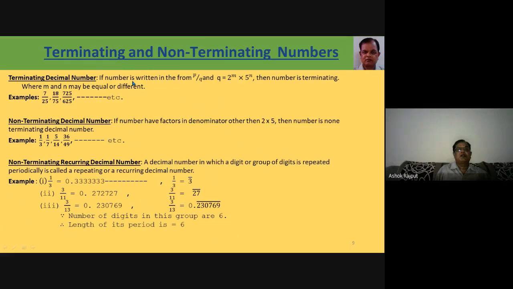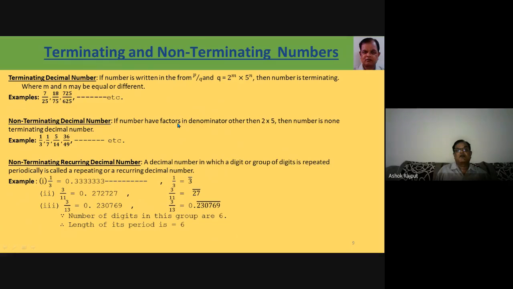Terminating decimal: if a number is written in the form p by q and q is equal to 2 raised to the power m times 5 raised to the power n, then the number is terminating, where m and n may be equal or different. Equal may be also and different also. Sometimes these may be zero also. Examples are 7 by 25, 18 by 75, 725 by 625.